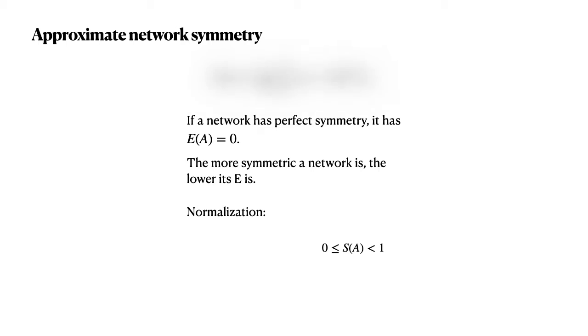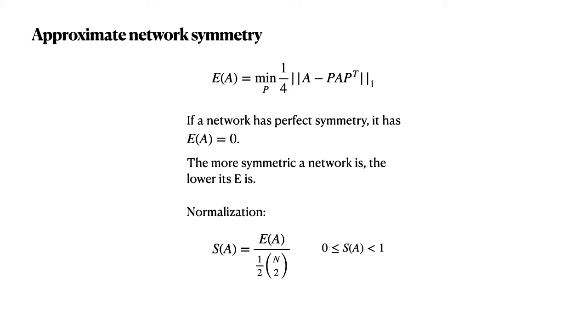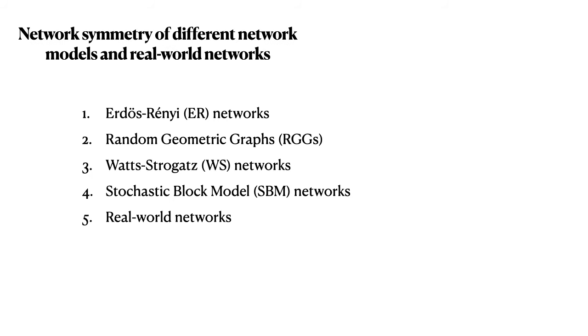So if a network is perfectly symmetric, it has E_A equal to 0 because we can always find a node permutation that preserves all edges in the network. And the more symmetric a network is, the lower its E is. Also, we can normalize E by 1/2 of n choose 2, and the reason behind this is because after this normalization, S_A is always less than 1.